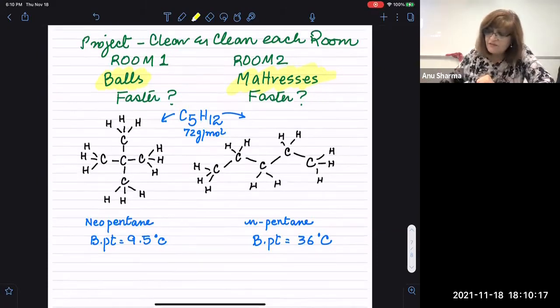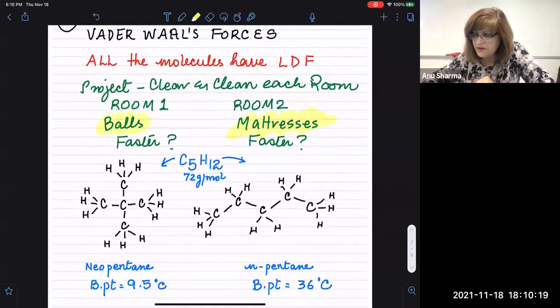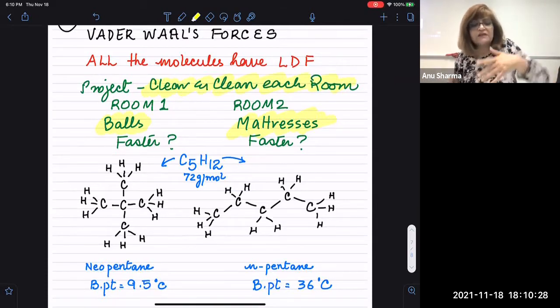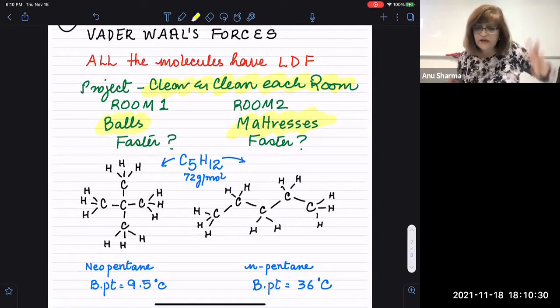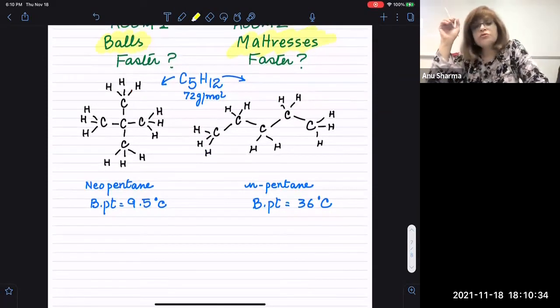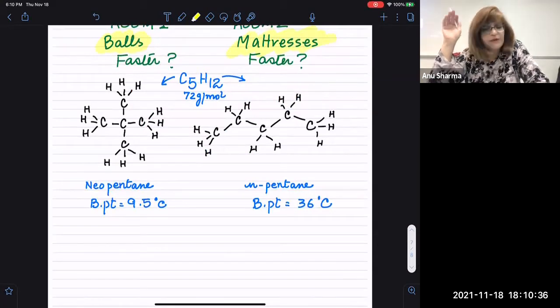The same thing applies when we talk about clearing and cleaning. Here we are basically looking at the boiling point of a room. In other words, when you take a liquid and convert it into a gas, and then the gas escapes, that is the analogy. So here you see two molecules. The arrangement is different.